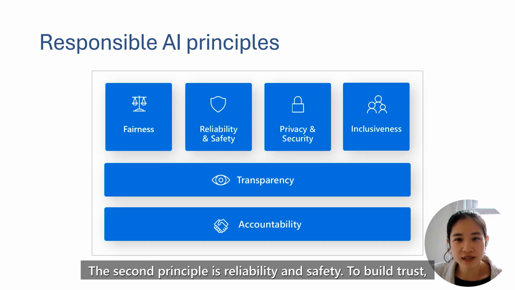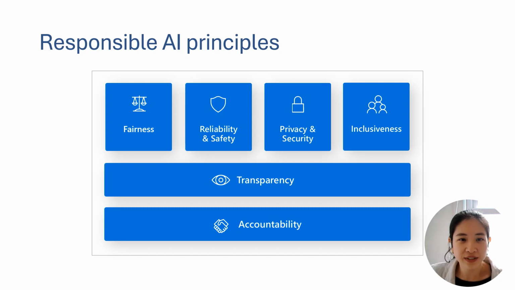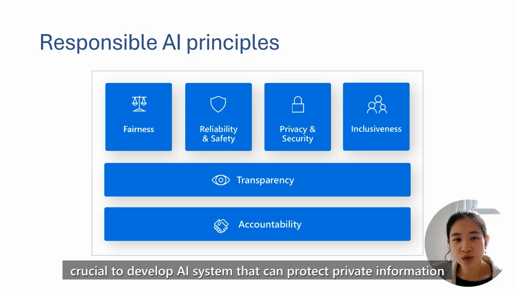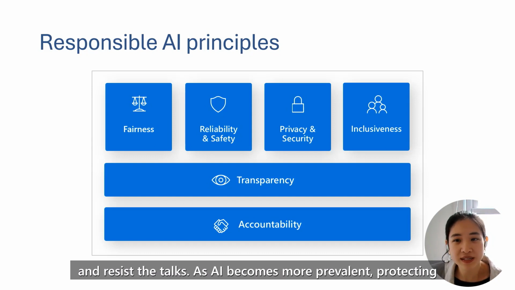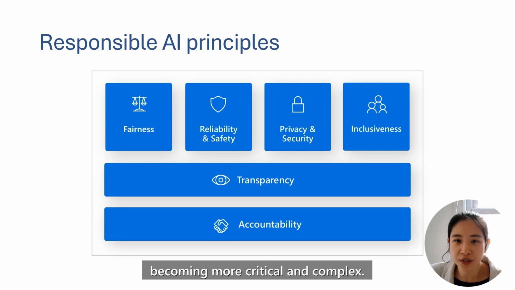To build trust, it's also important that AI systems operate reliably, safely, and consistently under normal circumstances and in unexpected conditions. It's also crucial to develop AI systems that can protect private information and resist attacks. As AI becomes more prevalent, protecting privacy and security of important personal and business information is becoming more critical and complex.